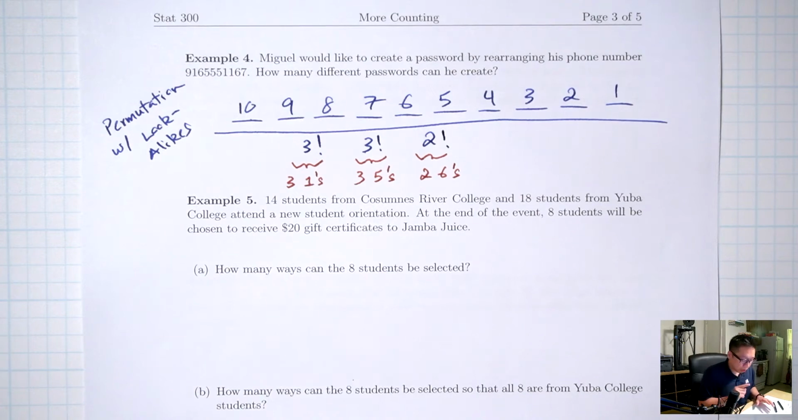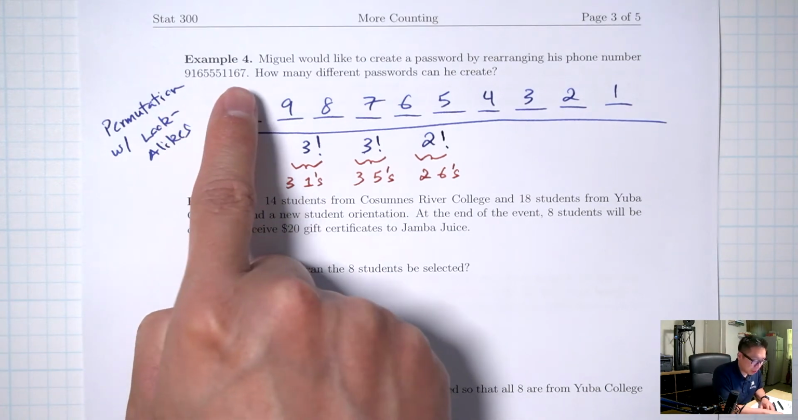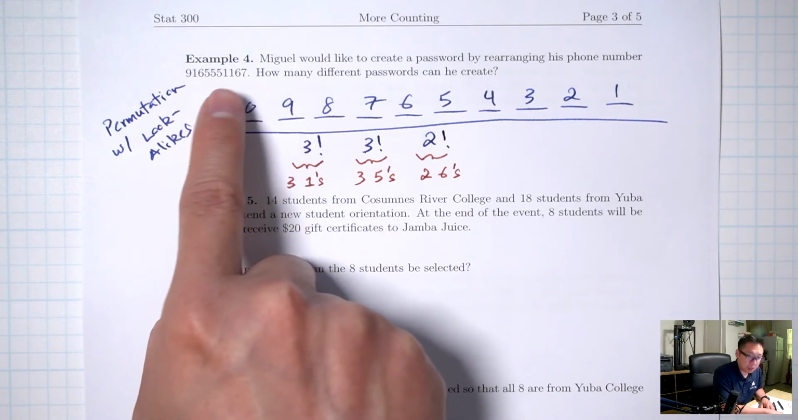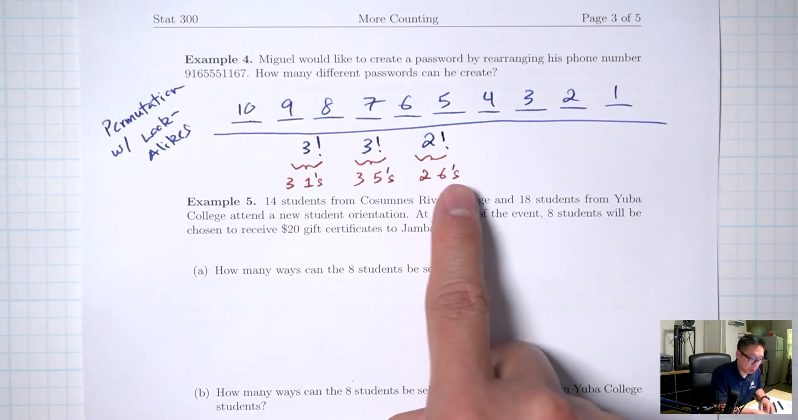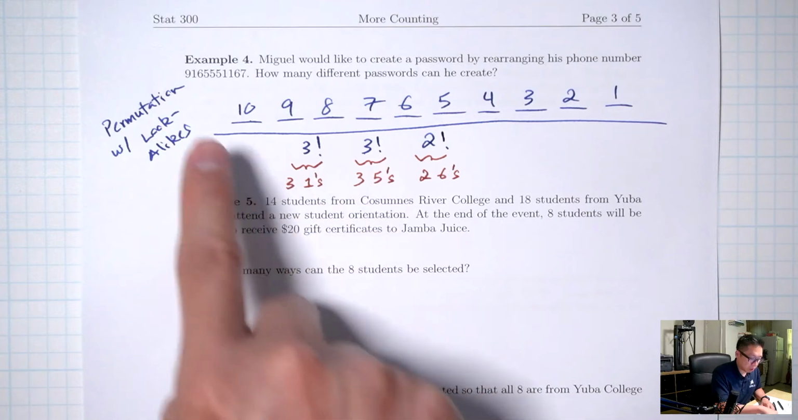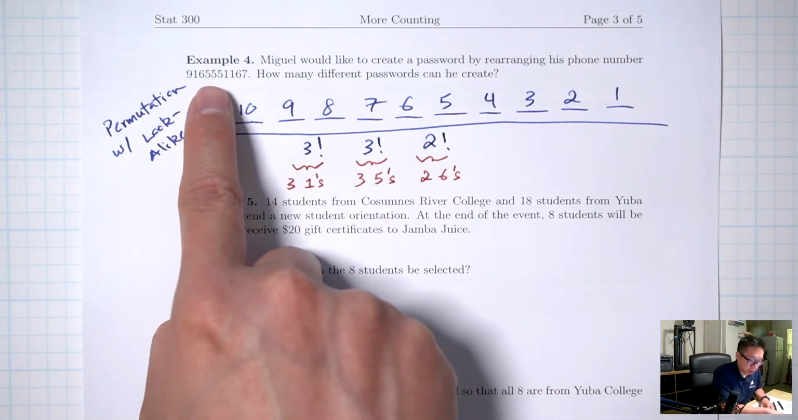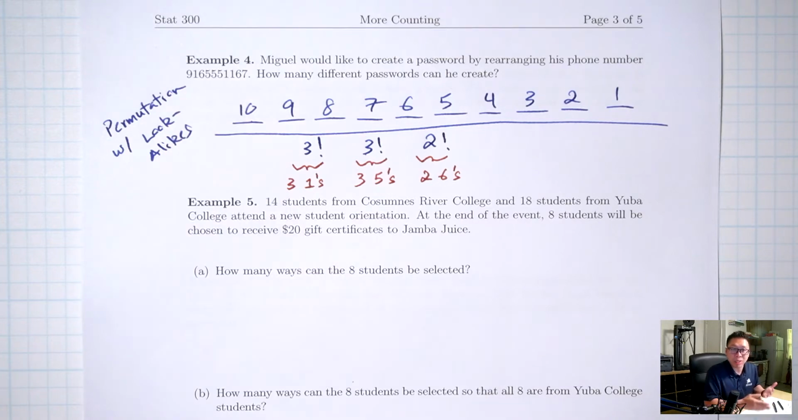Okay, so be careful here. The 6 is repeated, but you don't divide by 6 factorial. You divide by how many of the 6's you have. So there's 2 factorial because there's 2 6's, 3 factorial because there's 3 5's. And you're not dividing by 5 factorial. You're dividing by 3 factorial because the 5 appears 3 times.